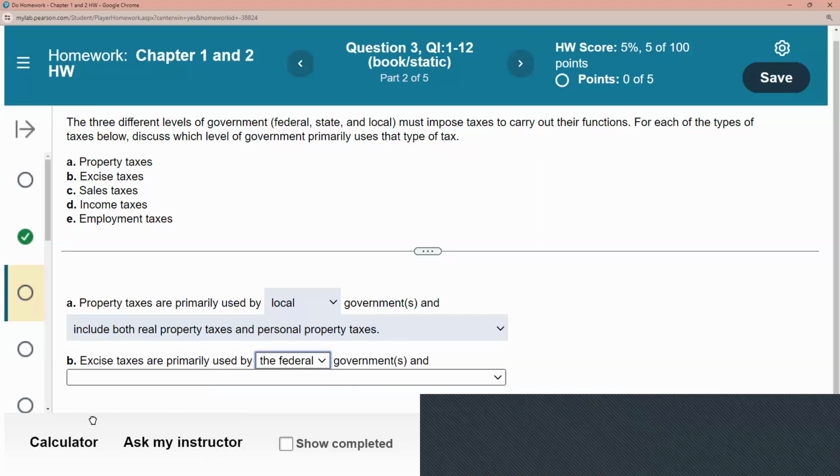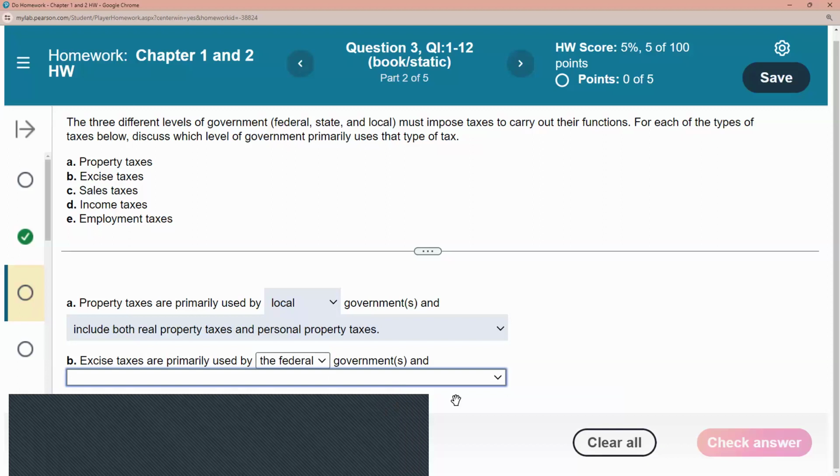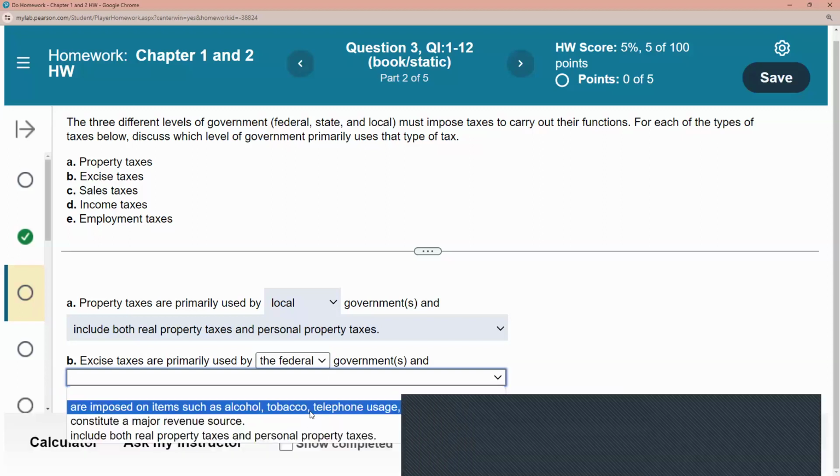the federal government, and they are imposed on items such as alcohol, tobacco, telephone usage, and other goods.